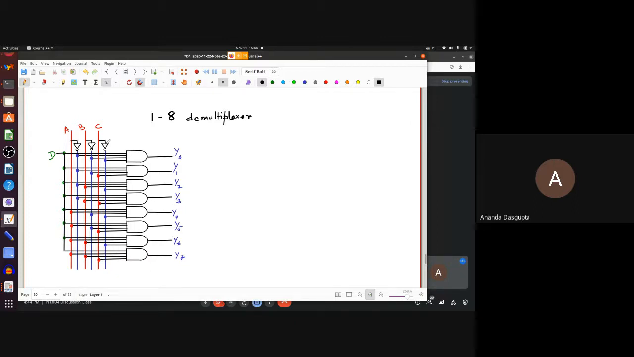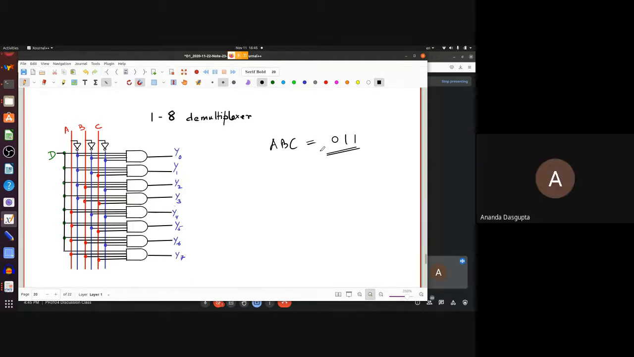So now, question. If ABC happens to be, let's say, 0, 1, 1, can you tell me what the outputs are going to be? What about Y0? Once again, remember, an AND gate produces a high output only if all inputs are high. So what will happen to Y0? 0. Y1? Y1 will be 0, sir.